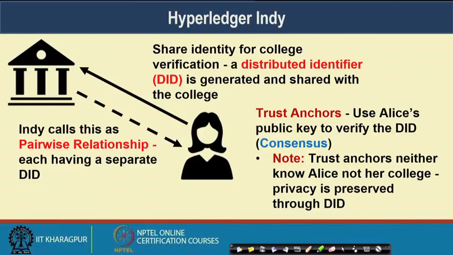These trust anchors in the network neither know Alice nor her college. So, that way privacy is preserved through the deed. The only task of the trust anchor is to verify that the deed is indeed correct and that both persons, Alice and her college authority, have agreed on setting up this pairwise relationship. That is the only task of the trust anchors, which is done with the help of some cryptographic keys.